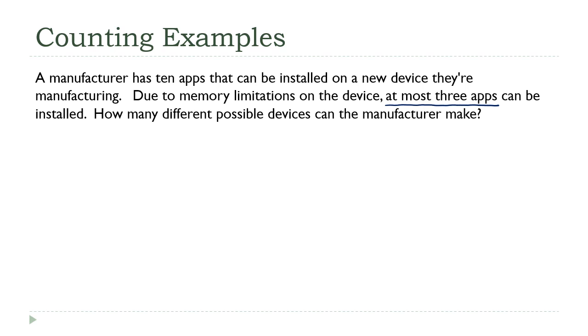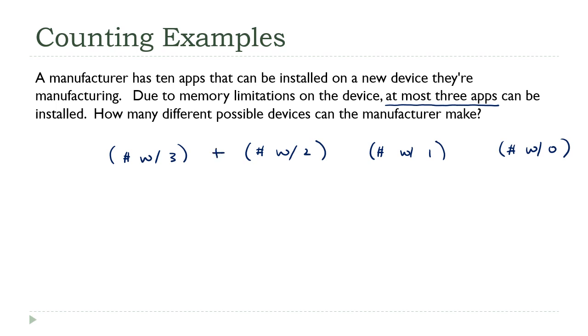Right? So what I'm going to do is count the number of phones with 3 apps. I'm going to count the number of phones with 2, the number of phones with 1, and it's a little bit of a weird choice, but the description didn't rule it out. So I'm also going to count the number with 0. Then I'm going to apply the addition rule. All of these combinations are distinct. There's no way you can have both 3 and 1, for example. So the addition rule applies here. I'm just going to add these all together.